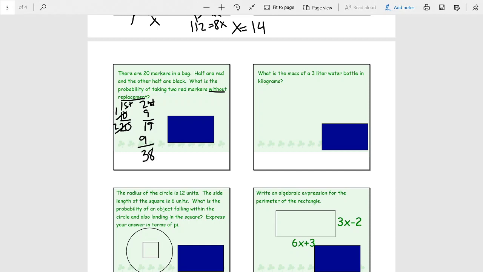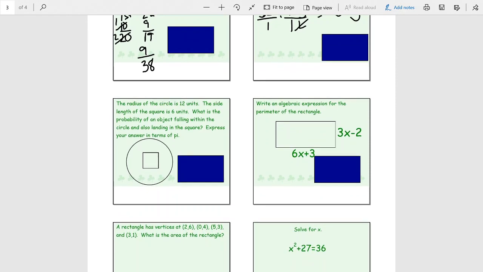What is the mass of a 3-liter water bottle in kilograms? Well, we would say I want to convert this 3 liters to kilograms. Similar to one above, we see that 1 liter is 1 kilogram. So I use my unit multiplier to say 1 liter is 1 kilogram. And the liters cancel out, and we just have 3 kilograms as our answer.